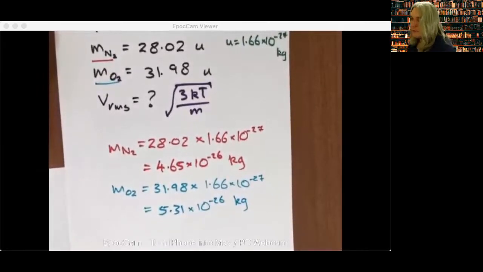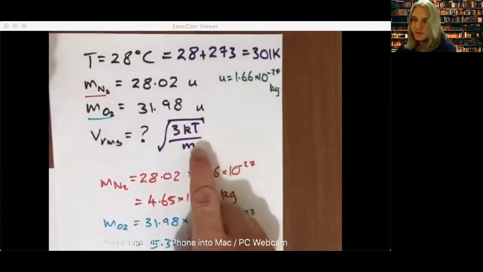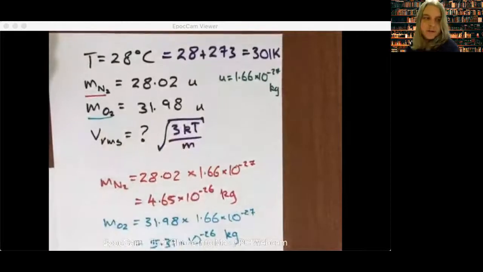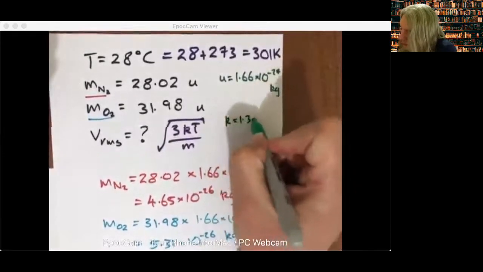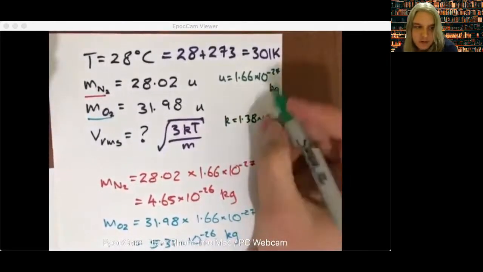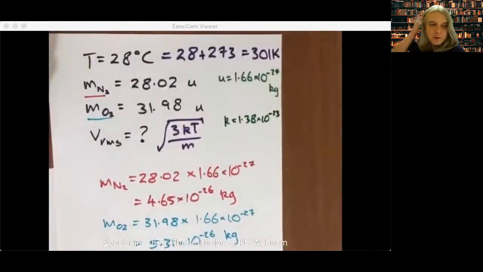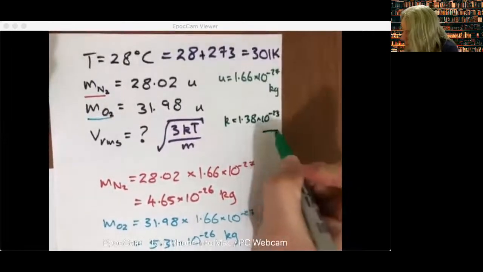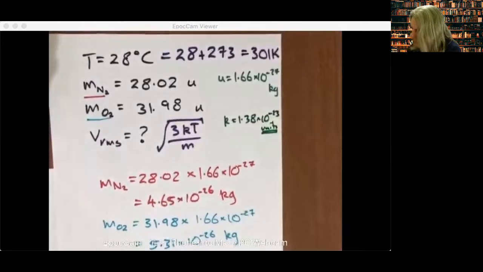Now in kilograms, we've got the temperature in Kelvin, the masses in kilograms, and that's all we need. We do need to know what k is. You can look up k. k is simply 1.38 times 10 to the negative 23. It will have units, but I'm just worried about the numerical value now. If you're doing that sort of calculation, you should include the units. So when you look it up, get the units as well.